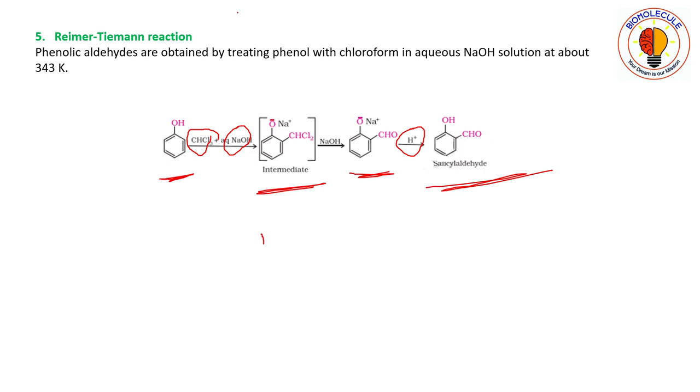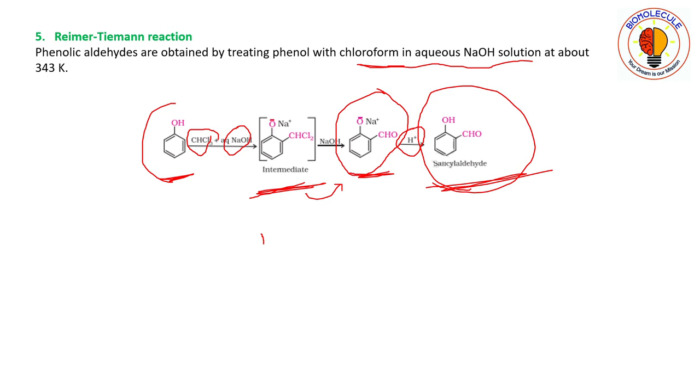Just remember, you take phenol, treat it with chloroform in aqueous sodium hydroxide solution, you will get one intermediate, and further this will give you this ion, that is sodium phenoxide aldehyde, and further hydrolysis will give you salicylaldehyde, that is the phenolic aldehyde.